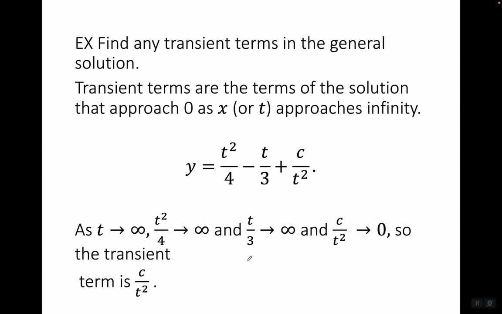Find any transient terms in the general solution. Transient terms are terms of the solution that approach 0 as x, or in this case t, approaches infinity. Okay, so as t approaches infinity, this goes to infinity, this goes to infinity. C over t squared approaches 0 as t approaches infinity. So that must be our transient term. It's not this, it's not this, it's c over t squared. That is our transient term.